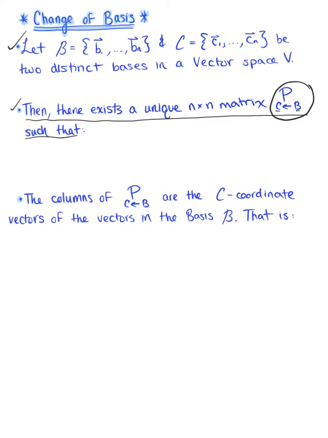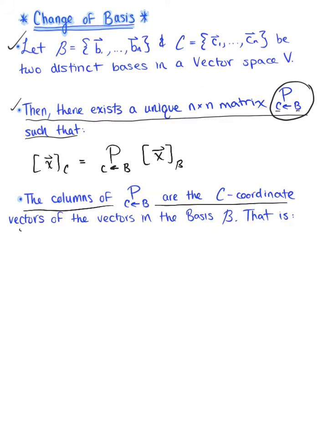So how do we write this? Well, we have the coordinate vector of x relative to basis C is defined as the product of the change of coordinates matrix from basis B to basis C and the coordinate vector of x relative to basis B. Then the columns of the change of coordinates matrix from basis B to basis C are the C coordinate vectors of the vectors in basis B.